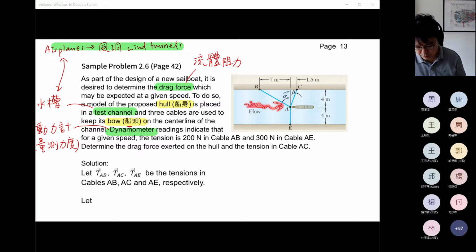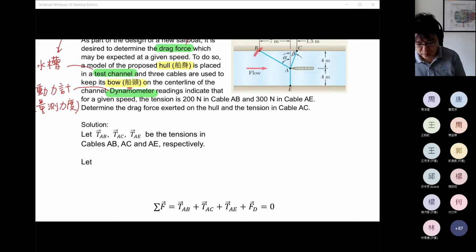We have water flowing from the left to right, and we are measuring the tension in these three cables, and because it experienced drag force, we want to measure that drag force. As long as it is not moving, it is in equilibrium.